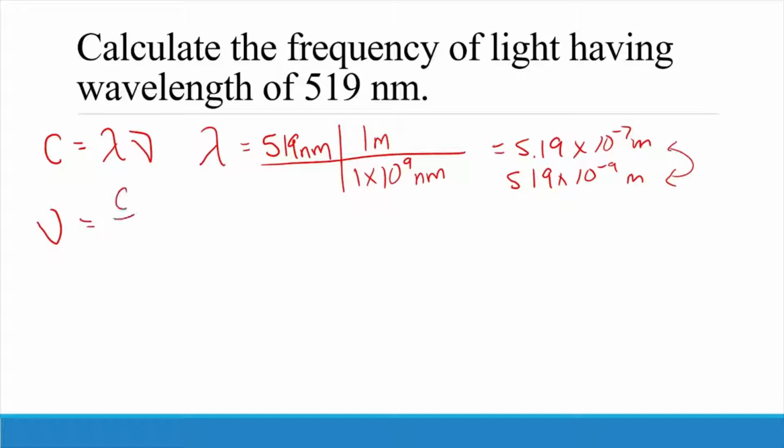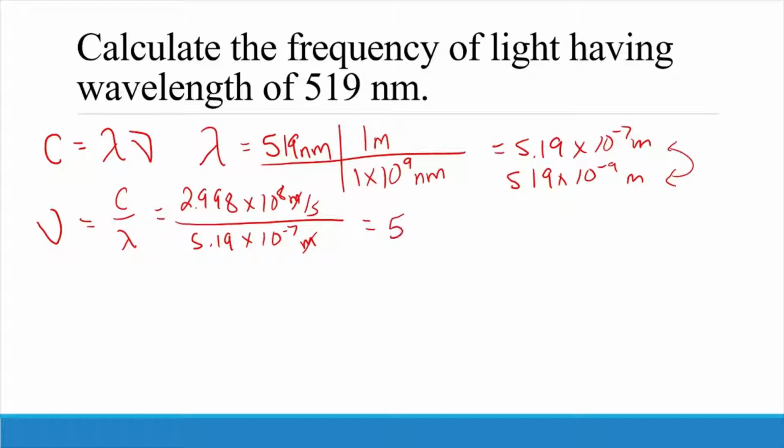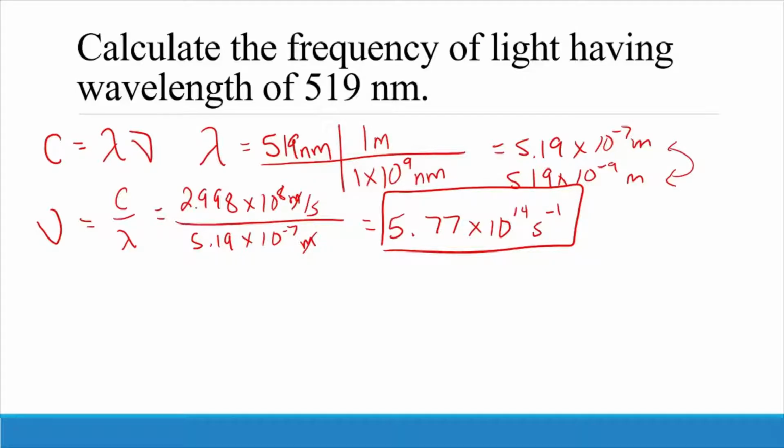So nu is equal to c over lambda, and c is equal to 2.998 times 10 to the 8th meters per second, divided by 5.19 times 10 to the negative 7th meters. So we see meters cancel, and we're left with inverse seconds. So we get 5.77 times 10 to the 14th inverse seconds, or hertz. Hertz and inverse seconds are the same thing, which you will see on the next one.